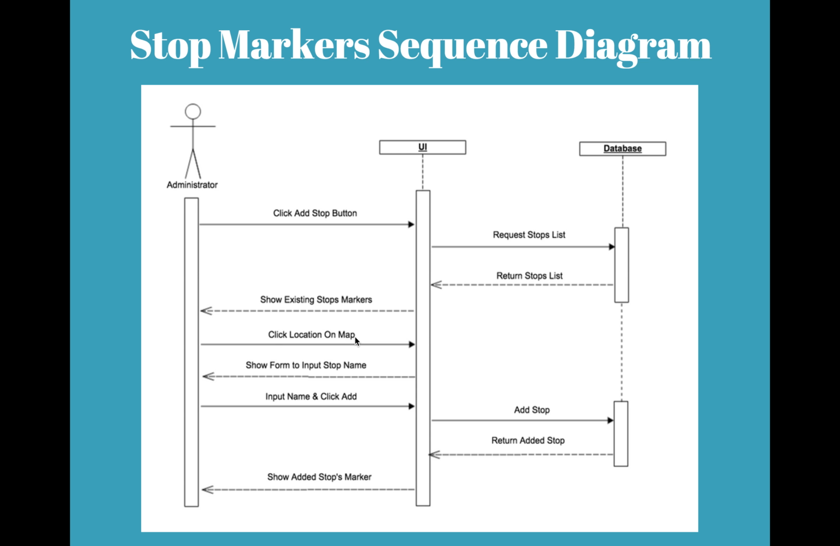When you click the location on the map, there is a form input to show that you are adding a stop, where you put the stop name. You input the name and click Add, and the stop is sent to the database to be added. That stop is then returned, and then the marker is shown.